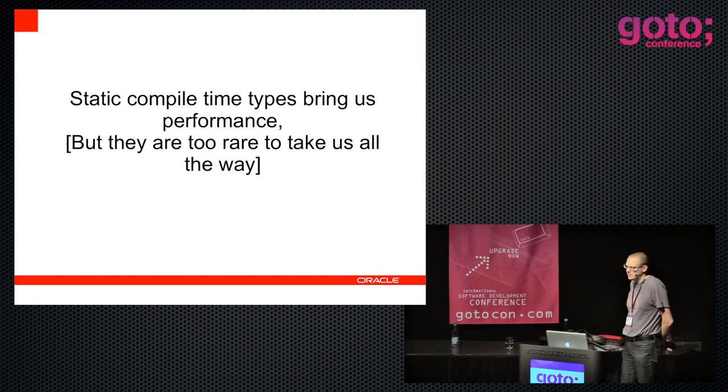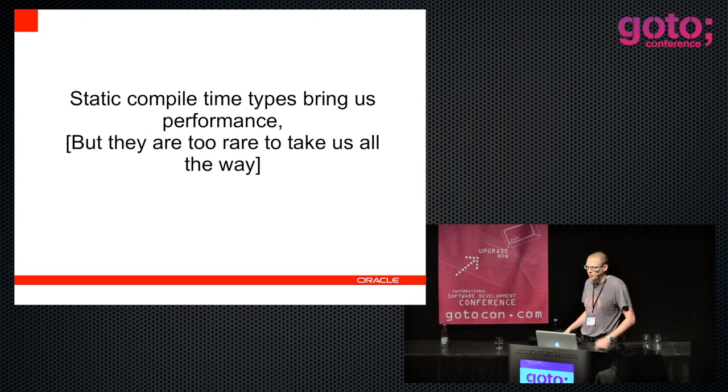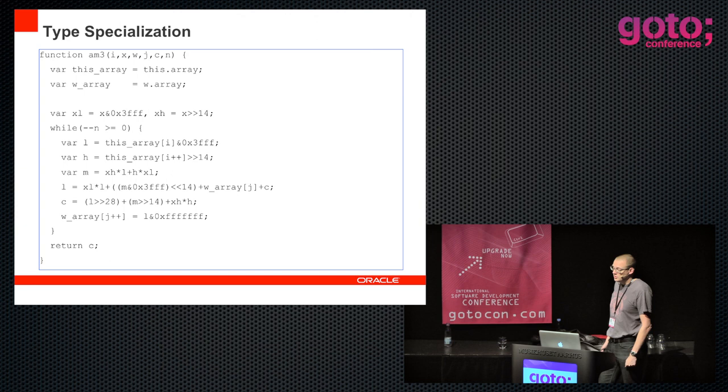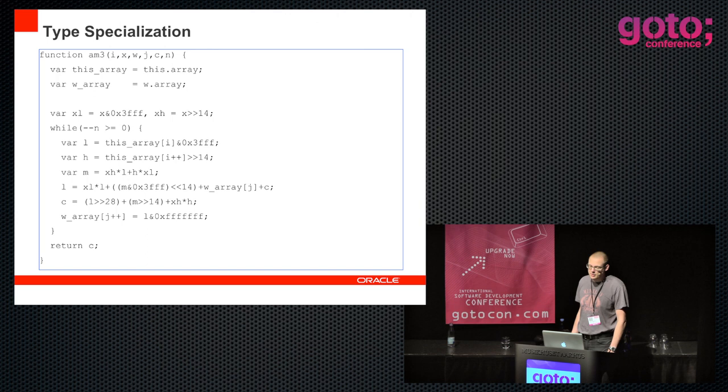They bring us performance, but looking at JavaScript source code, which is a dynamic language with no type declarations, it's anyway too rare with static types to take us all the way performance-wise. I'm going to show you part of one of the Octane benchmarks, which is the inner function, the hotspot of the crypto benchmark. And we can look at this JavaScript code statically with our compiler and infer a lot of stuff from it. You don't need to know exactly what this does. It's just a lot of bit operations and math.